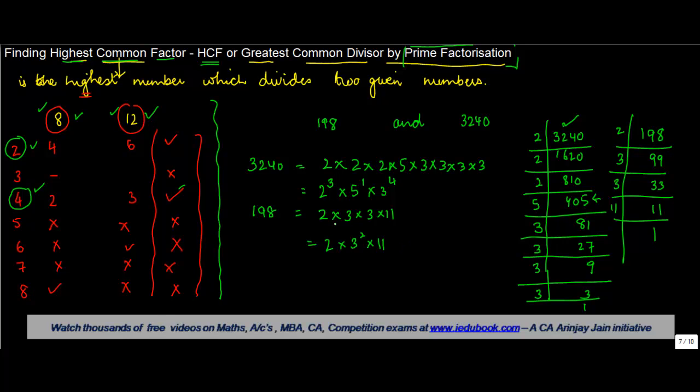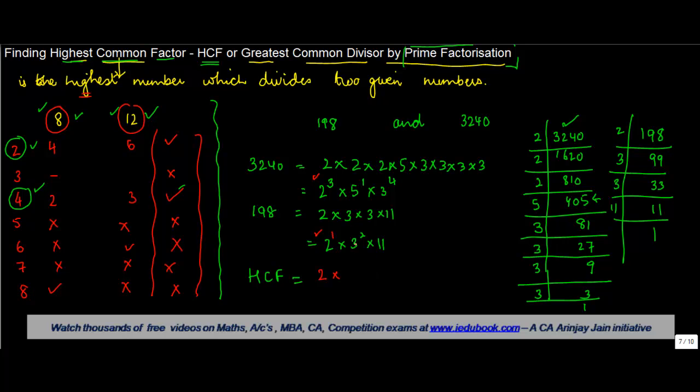Now, when you have to find out the highest common factor, what do you do? We saw these in some of the earlier videos. You start picking up which are the common prime numbers which are there in both of them. So let's say we have 2 over here and 2 over here. Then we take the one with the lower power. So 2 to the power 1 is here and 2 to the power 3 is here. So we'll take only 2.